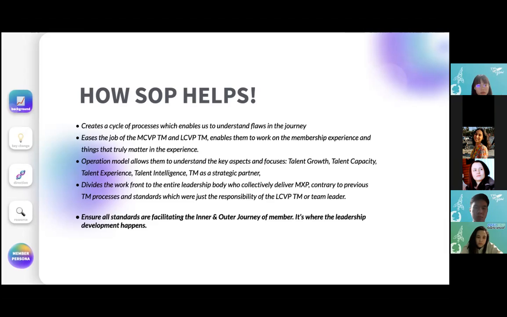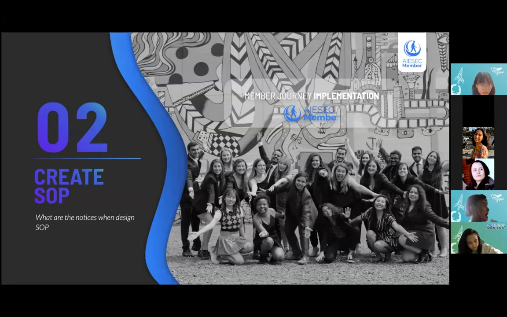And lastly, again repeating that, ensuring all standards are facilitating the inner and outer journey, which I think is the only sole ownership oriented aspect of ISIC, which enhances the leadership development which happens. Cool. Now, how to create an SOP is something Nee is going to help us understand better. Nee, you can take forward from here.